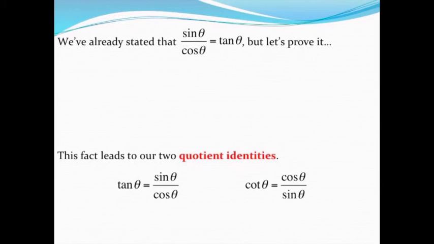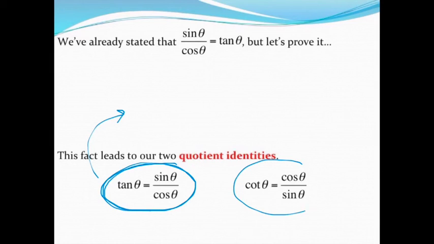Two other identities that we can use to simplify trigonometric expressions are called the quotient identities. The tangent of an angle is equal to the sine divided by the cosine, which we did prove in class, and you can check back in your notes if you want to see how we did that. And then of course the reciprocal of that, the cotangent, if I flip this, would be equal to the cosine of the angle divided by the sine of the angle. So these two are called the quotient identities, and I'll show you how we can use these to simplify some trigonometric expressions.